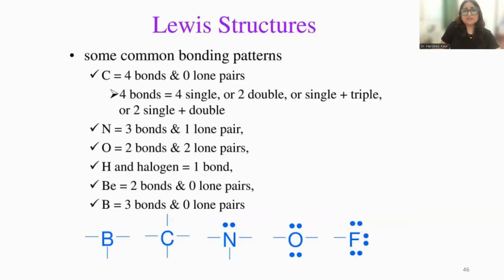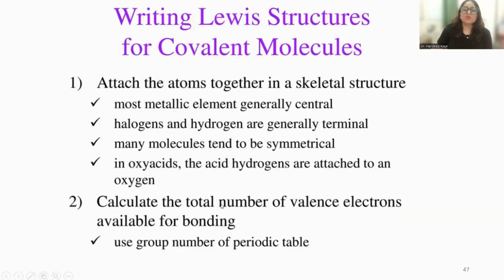So this is how you can represent the Lewis dot structure in the form of bonding also. See, boron has 3 bonds, 0 lone pairs. Carbon has 4 bonds, 0 lone pairs. This one has 1 lone pair, 3 bond pairs. This is also a very important thing to remember. So when you are writing the Lewis structure for a covalent molecule, first of all, you have to attach the atoms together in a skeleton structure. Most of the metallic elements are generally central. Metal is central. Why is it so? Because metal has electrons to donate.